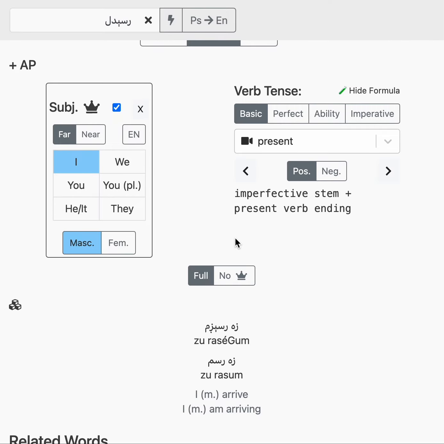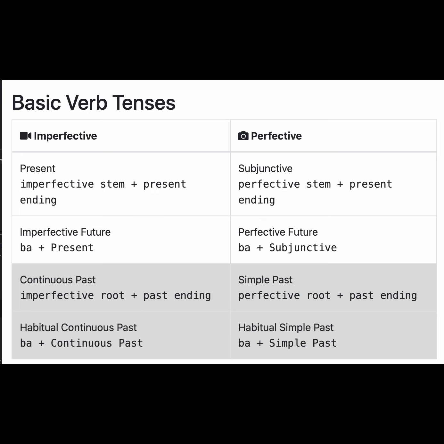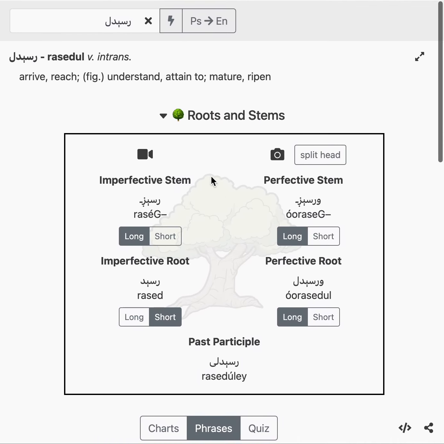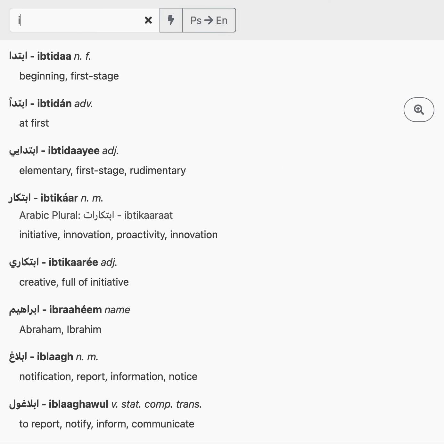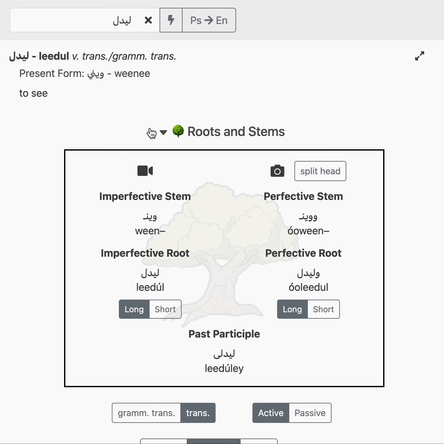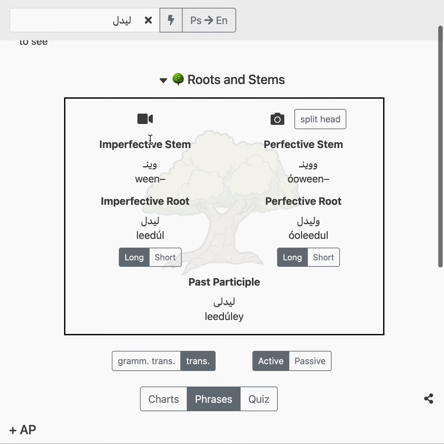And I'll just throw it up on the screen here right now for a second, and you can go in there and read more yourself. So whatever the verb we use, it'll always give us these roots and stems. Like if I see the word lidal, then it's going to have these four roots and stems.